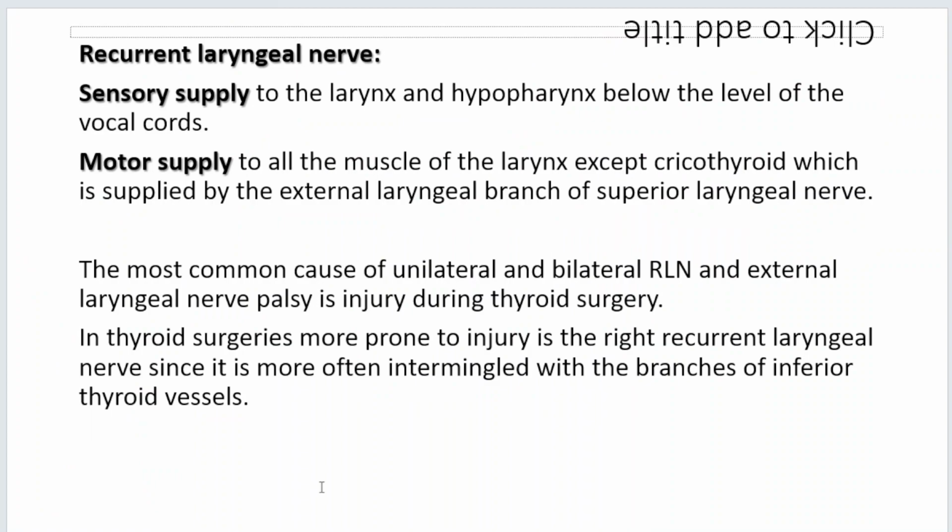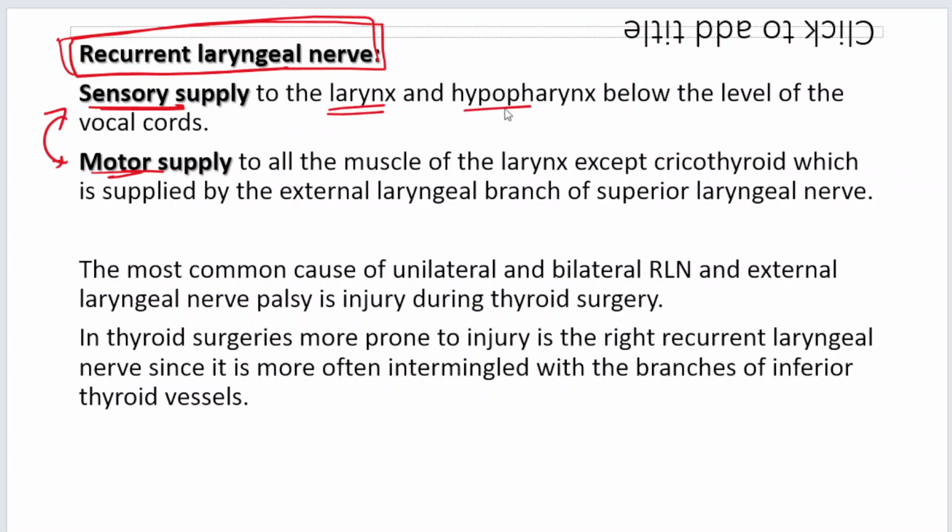Okay, now what does the recurrent laryngeal nerve do? This is the important part. The recurrent laryngeal nerve has both sensory and motor components. Sensory, it supplies the larynx and hypopharynx below the level of the vocal cords. What about above the level of the vocal cords? It is supplied by the internal laryngeal branch of the superior laryngeal nerve. It pierces the thyrohyoid membrane and supplies the larynx and hypopharynx above the level of the vocal cords.